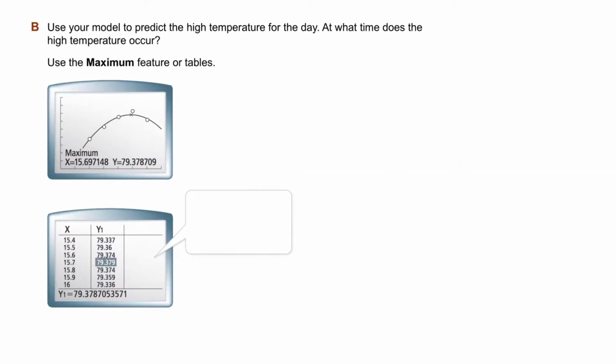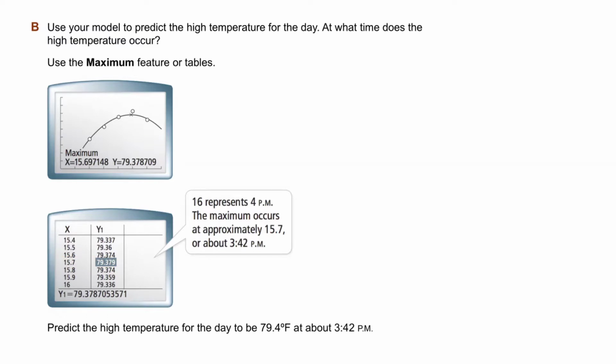Next, considering a table and looking for our maximum y value, we find that occurs at an x value of approximately 15.7 to the nearest tenth. Note the table is using increments of 1/10 for x values, and being a little bit more precise than my estimate before, 16 represents 4 p.m., so the maximum occurs at approximately 15.7 or about 3:42 p.m. And the high temperature for the day is about 79.4 degrees Fahrenheit. So we can state, we predict the high temperature for the day to be 79.4 degrees Fahrenheit at about 3:42 p.m.